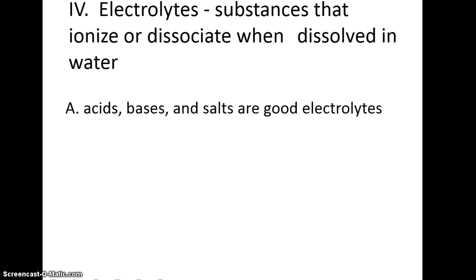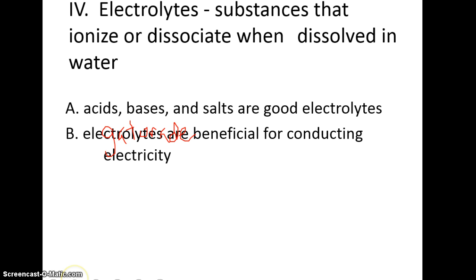Electrolytes. Electrolytes are substances that ionize or dissociate when dissolved in water. Acids, bases, and salts are all good electrolytes. The stronger the acid or base, the better the electrolyte. Gatorade is a good electrolyte because it does have a salt in it. And when I talk about salt, I don't mean table salt. We're talking about any kind of ionic compound. Electrolytes are beneficial for conducting electricity.